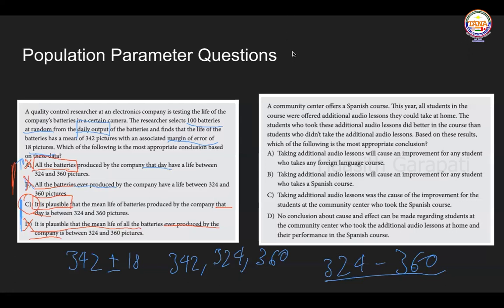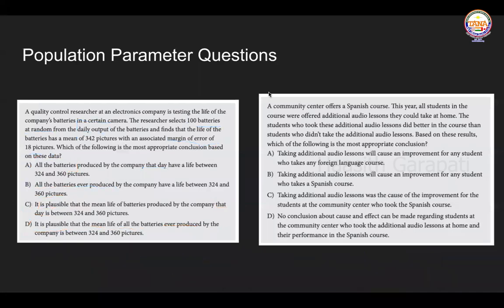Okay, let's take a look at the next question. Okay. This one is admittedly a little bit hard, so bear with me. A community center offers a Spanish course. This year, all students in the course were offered additional audio lessons they could take at home. Students who took these audio lessons did better in the course than those who didn't take the additional audio lessons. Based on these results, which of the following is the most appropriate conclusion?